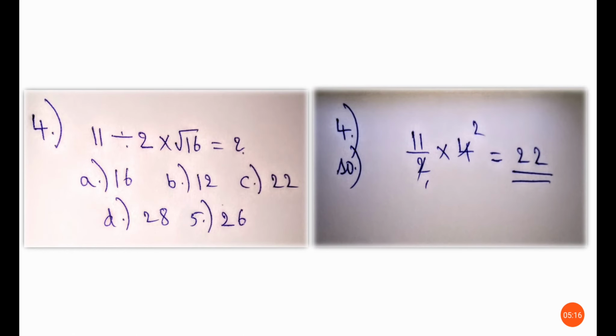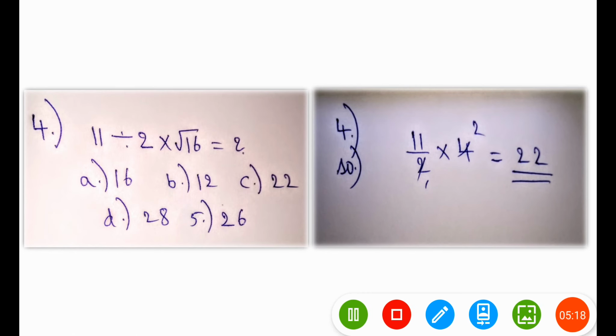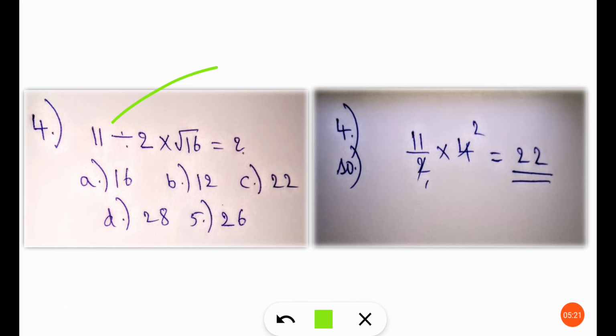Let's move on to the fourth one. 11 divided by 2 into root 16. So 11 by 2 into square root of 16 will be 4. 2 ones, 2 twos, 11 twos are 22. Option C is the right answer. Moving to the fifth question.